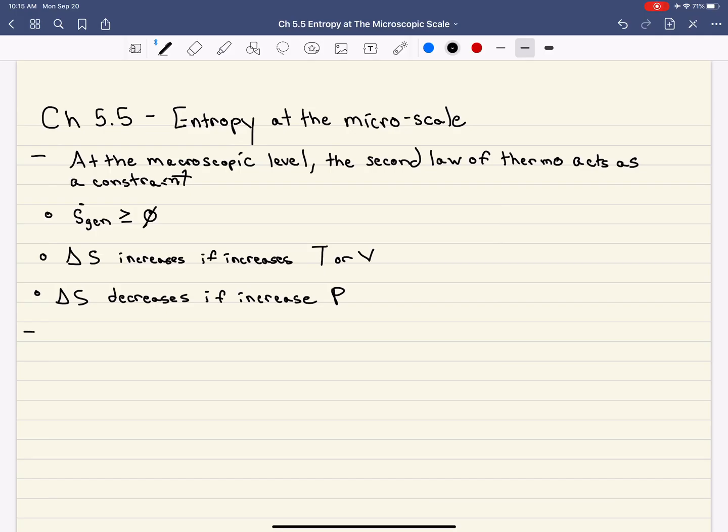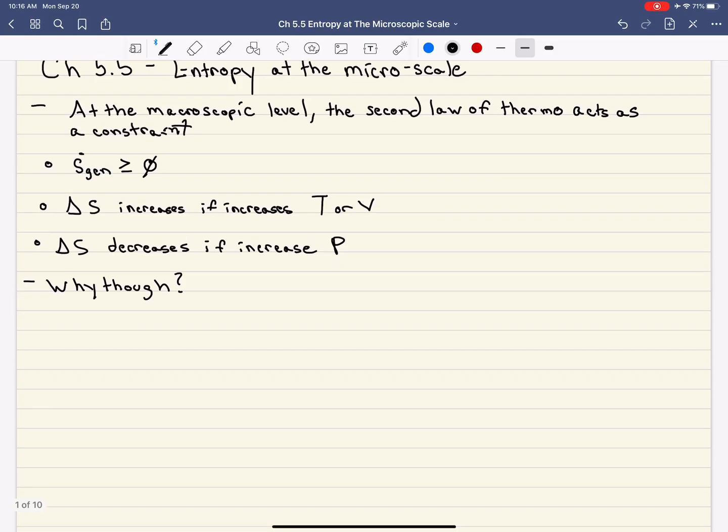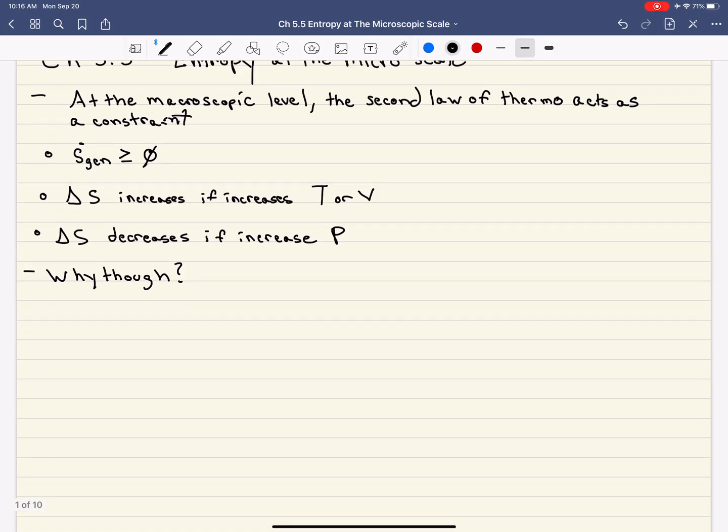But why do we observe this? Now, physically, what does it mean for entropy to increase if we increase temperature or volume? And physically, what does it mean for entropy to decrease if we increase pressure? Why does entropy do these things? Okay? So at this point, we haven't really explored or developed a physical intuition of entropy. All right? And so for the remaining part of the course, it's a bit critical to do that.